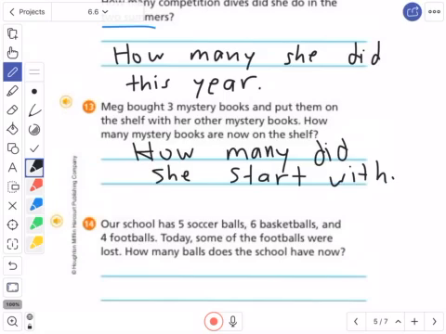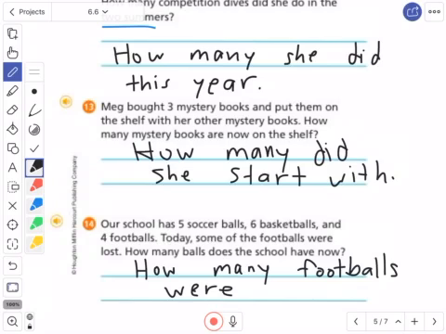And our school had 5 soccer balls, 6 basketballs, and 4 footballs. They lost some footballs. Well, I need to know how many footballs were lost. It's the only way I can figure out how many they have now.